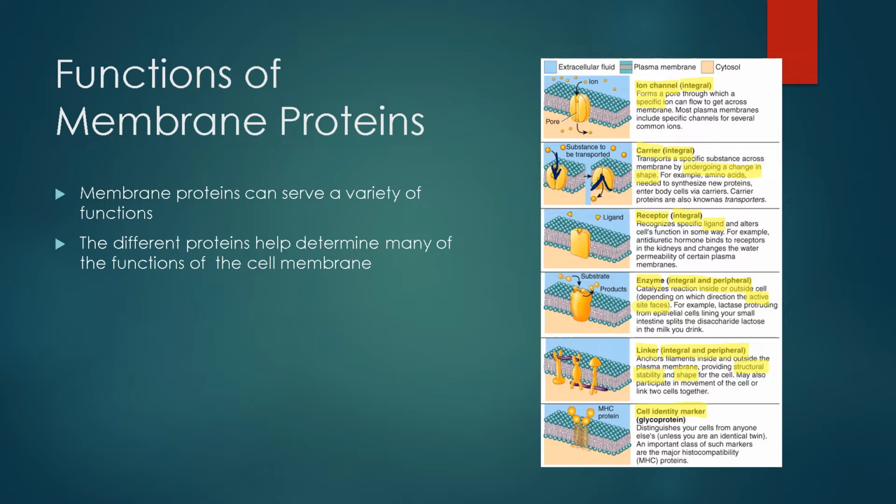Then we have cell identity markers. These are going to be glycoproteins that distinguish your cells from the cells of someone else. Major histocompatibility complex proteins, also called MHC proteins, are a specific type of cell identity marker. These will definitely come up a little later, more so when we talk about the immune system. But these are the main type of protein that are cell identity markers that identify your cells from others' cells.